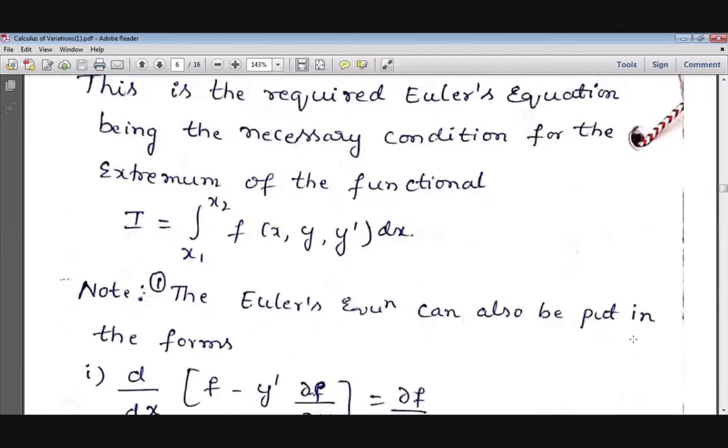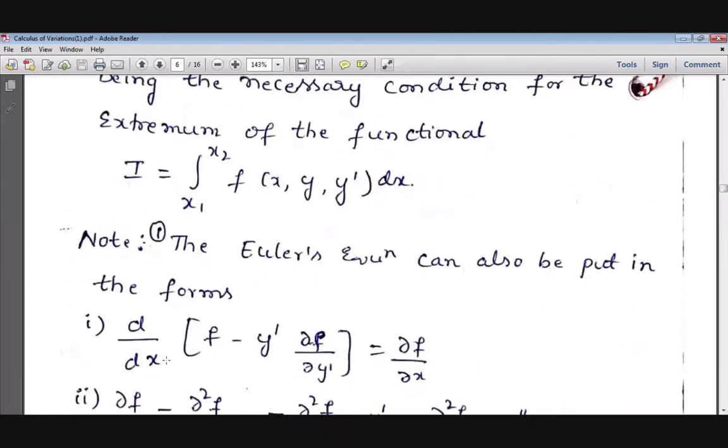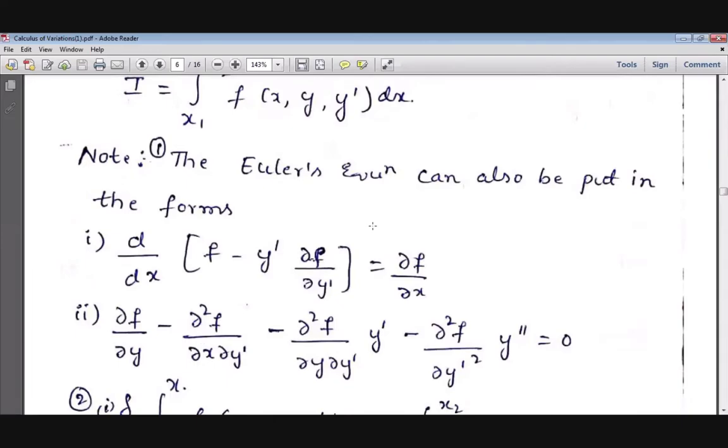Euler's equation can also be put into the form d by dx of (f minus y' ∂f/∂y') equal to ∂f/∂x. This is another form of Euler's equation, and this is one more form.